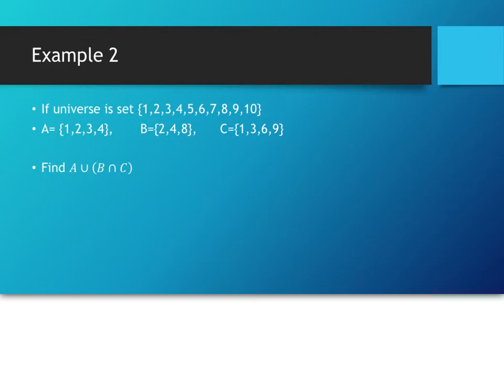All right, so let me take a look. A is 1, 2, 3, 4. We're going to union that with whatever we get in parentheses, B intersect C. So B intersect C is, now don't say nothing. It's not nothing. It's the empty set, right? The set of no elements. So there's no elements in the intersection.